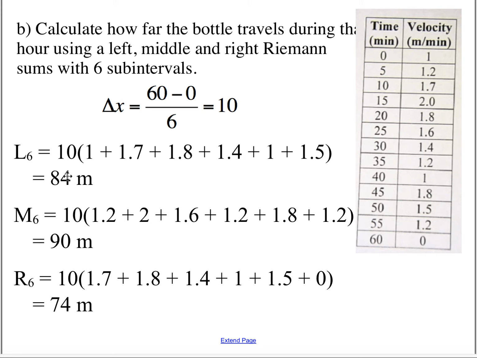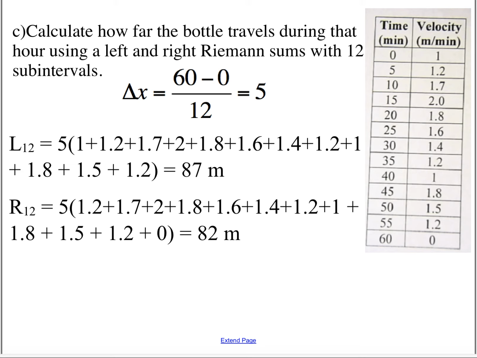Notice with this one, the left is 84, the middle is 90, and the right is 74. It wasn't just constantly increasing from a left, a middle, and a right. That's because if you look at the values of the velocity, it increases and decreases over time. So you can't always guarantee that the left is the smallest and the right is the biggest. It all depends on the function or the table.